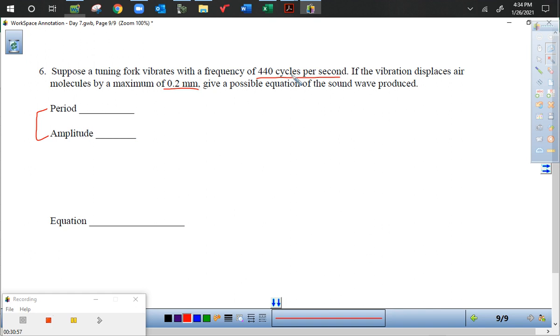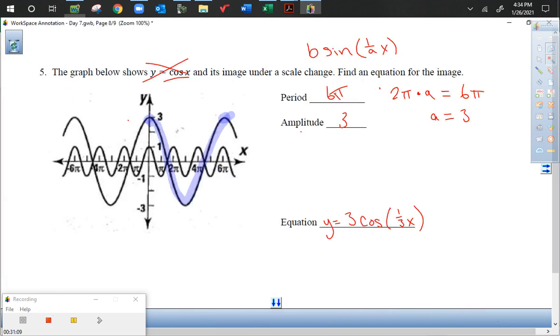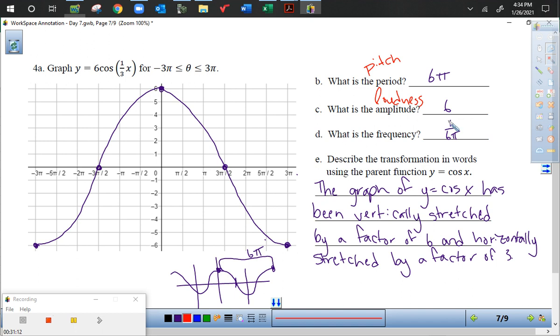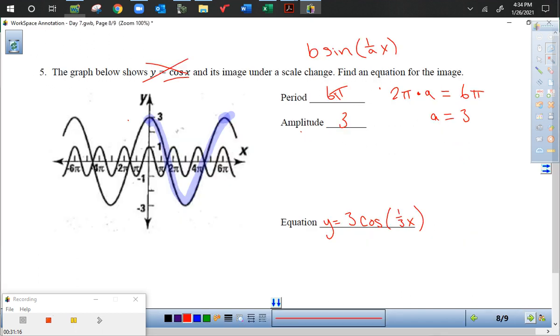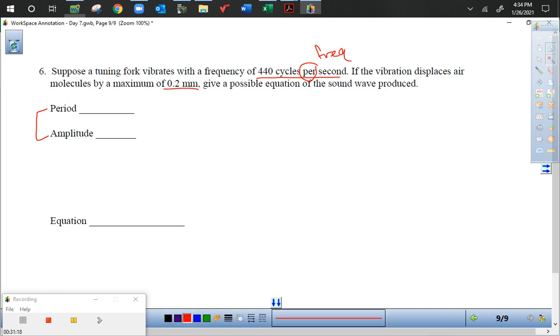So if you ever see the word per, that's talking about frequency. Okay, 440 cycles per second, just like I told you for the frequency here, this was 1 cycle in 6 pi. So in or per is talking about frequency. With that in mind, we know the period is just the reciprocal of that. So the reciprocal of 440 is 1 over 440.